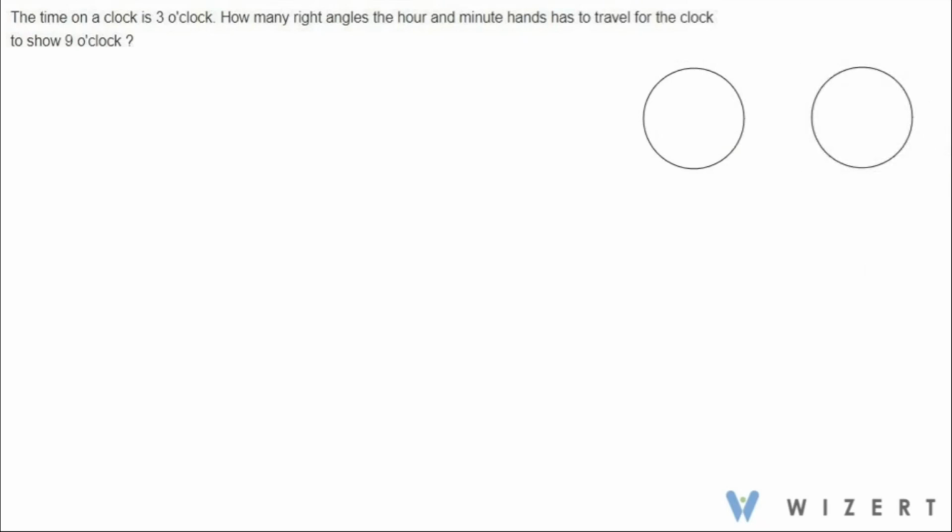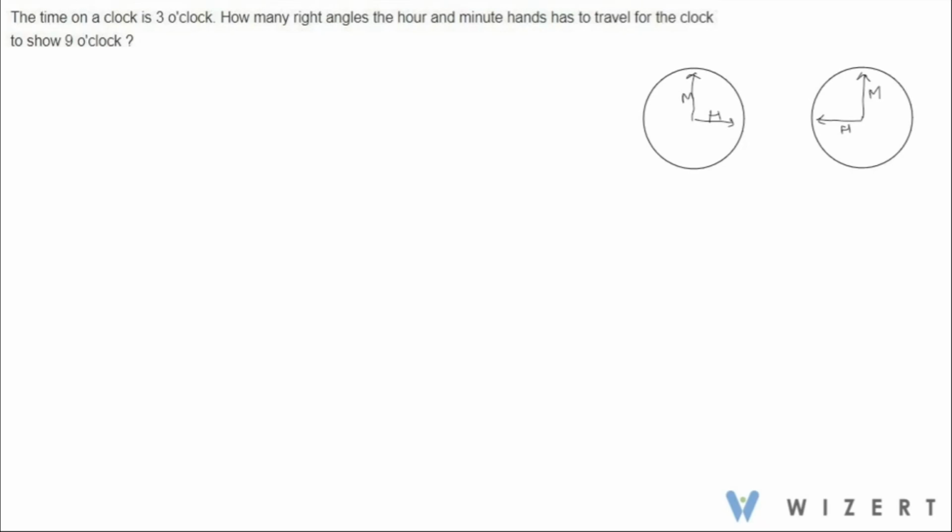Let's see. So we are given that right now the time is 3 o'clock. So this is the position of hour and minute hand. And at 9 o'clock, this is going to be the positions of hour and minute hand. This is again minute hand and this is hour hand.